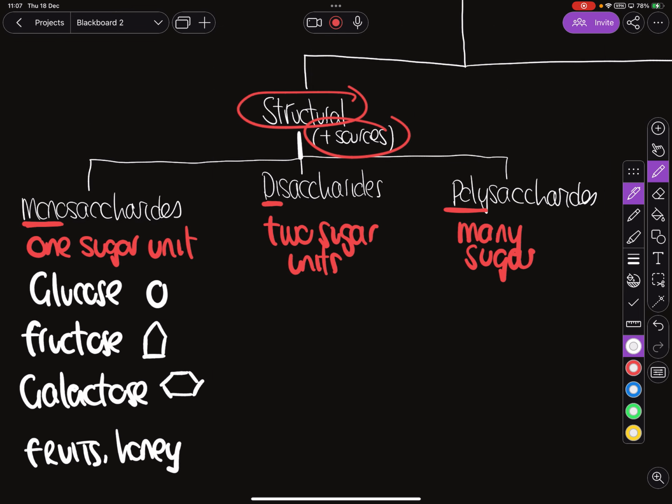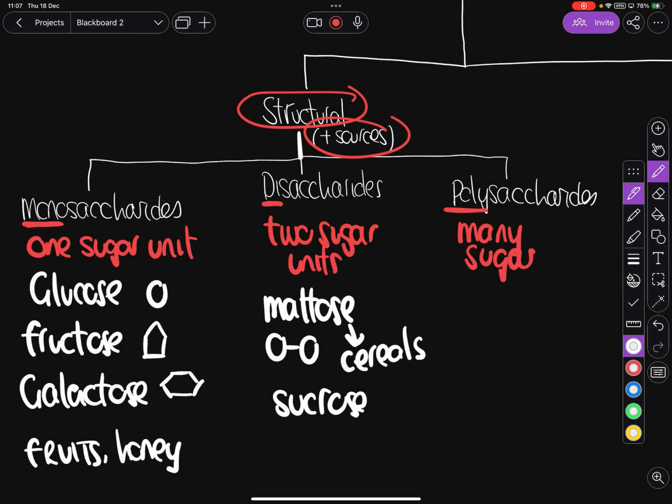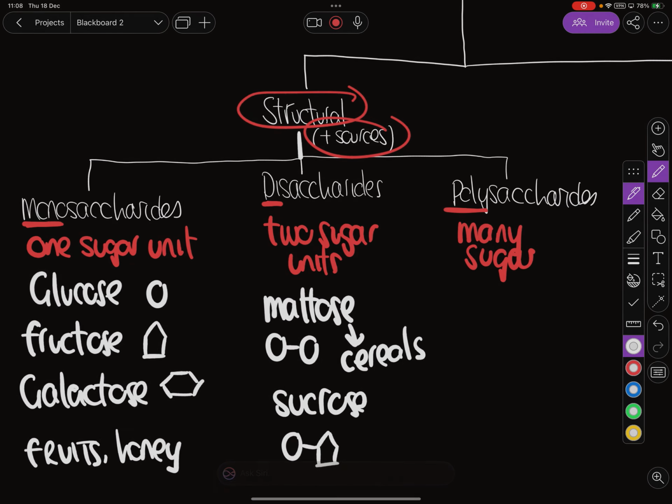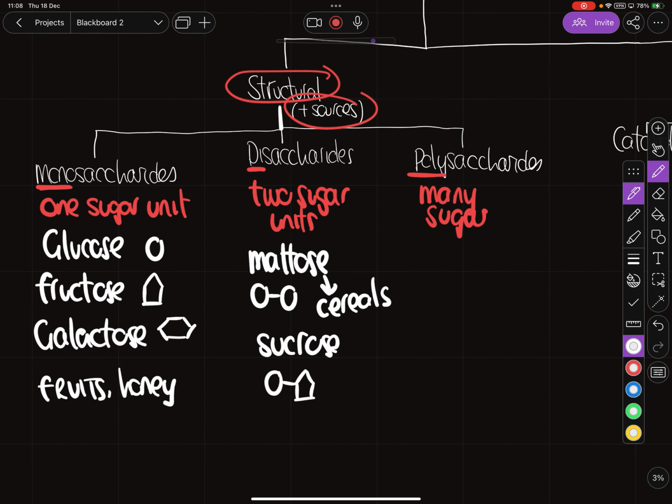When we go to disaccharides, then we talk about 2 sugar units. One that's going to be really important when we get into digestion is called maltose. Maltose is essentially 2 glucose molecules stuck together. Malt, if you know anything about brewing, is the sugar that you find in cereals. Another one that you might come across in our course might be sucrose. Sucrose is made up of glucose and fructose stuck together.